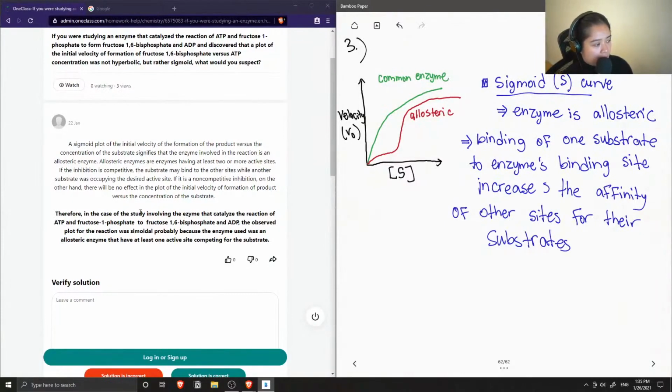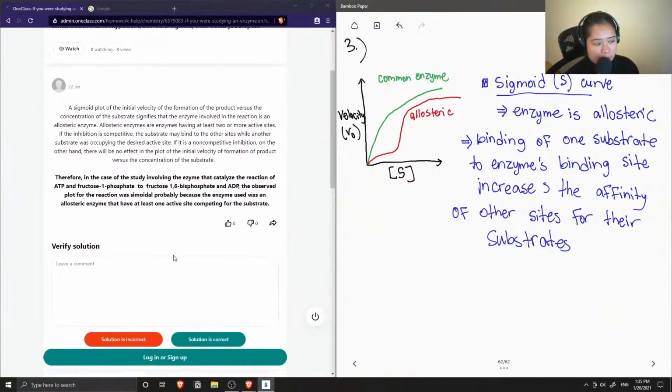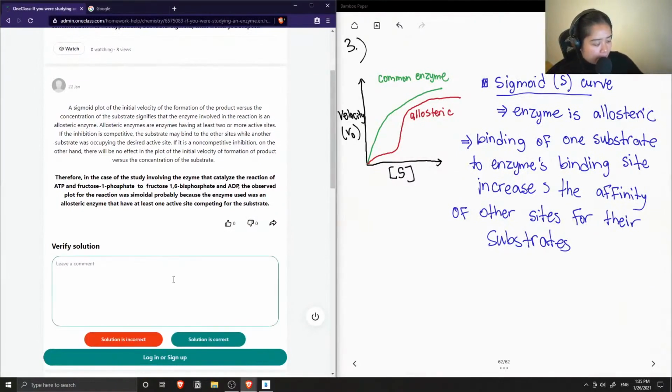Therefore, in the case of the study involving the enzyme that catalyzed the reaction of ATP and fructose 1-phosphate to fructose 1,6-bisphosphate and ATP, the observed plot for the reaction was sigmoidal, probably because the enzyme was an allosteric enzyme that have at least one active site competing for the substrate. Yep, so this solution is correct. I'll also add what I wrote as well.